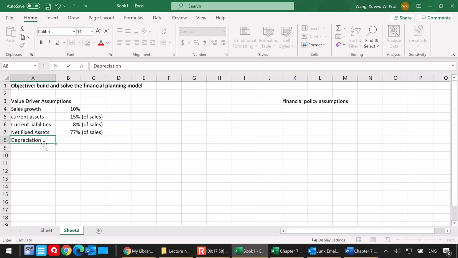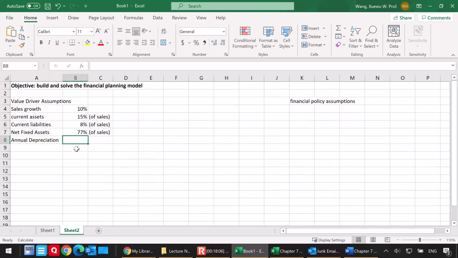Okay, I should say this is the annual depreciation. Because as I said, we have an income statement and a balance sheet, and both of the financial statements actually have depreciation. In the income statement, we're talking about annual depreciation. In the balance sheet, we're talking about total depreciation. So don't confuse yourself. Here, the assumption we're making is about annual depreciation, and we're going to say this is actually 10%.